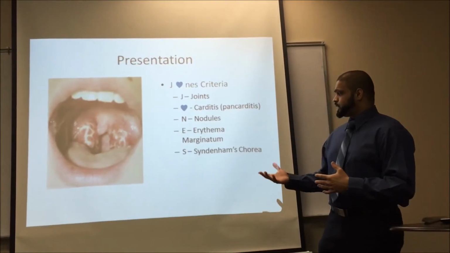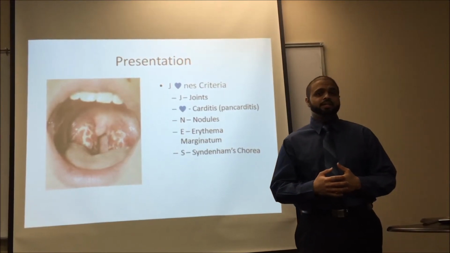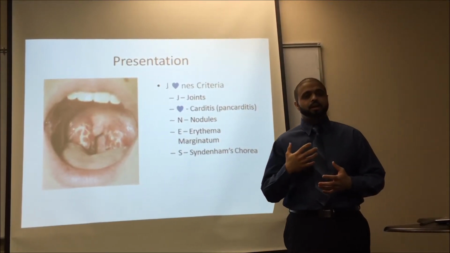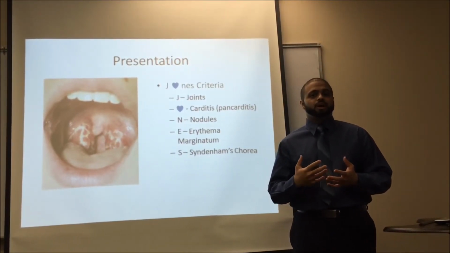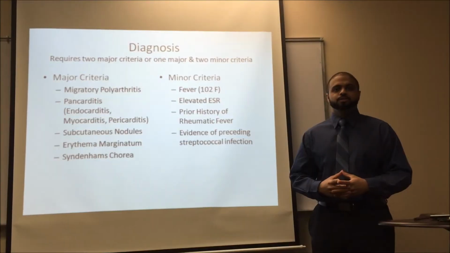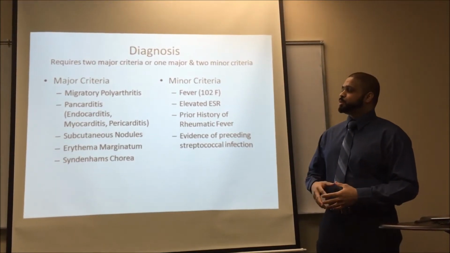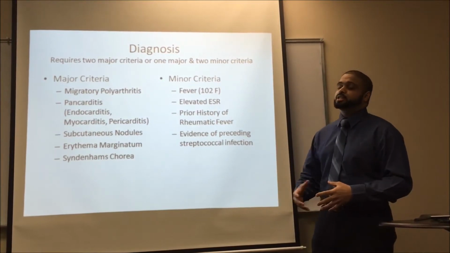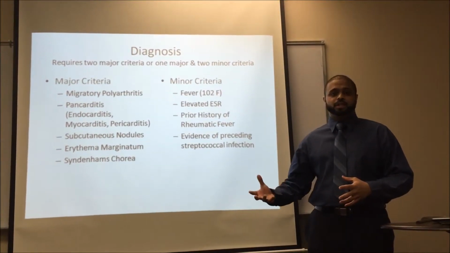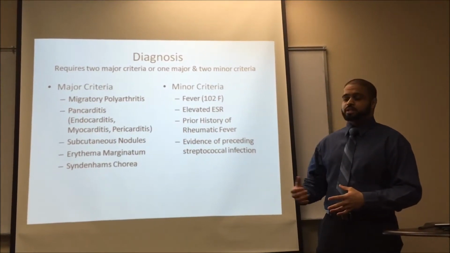And lastly, we have Sydenham's chorea. And what is that? It is simply a rapid and uncontrolled irregular movement of the limbs. So we have two diagnostic criteria. We have the major criteria and the minor criteria. The major criteria we discussed, and they are the Jones criteria.